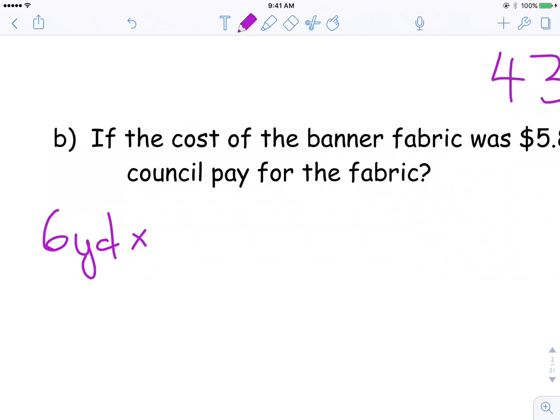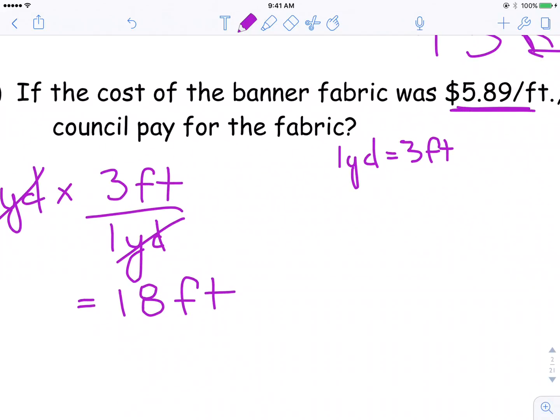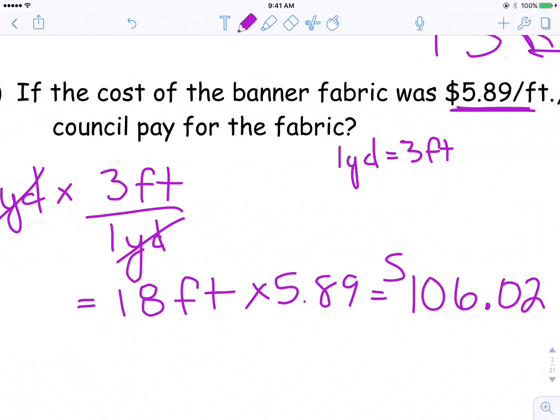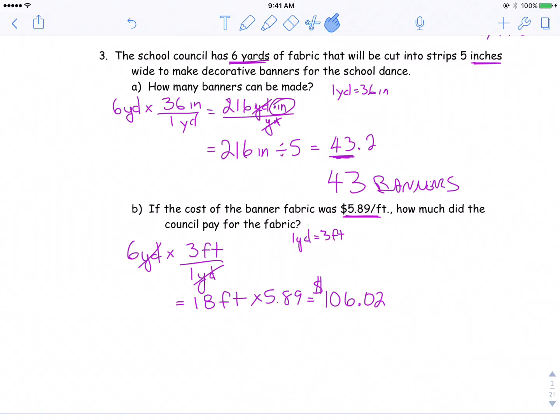Again, multiply by, and in this case, I want 1 yard is equal to 3 feet. So I set up my conversion factor. I'm going to multiply by 3 feet because I want the feet to stay and I want my yards to cancel. These units cancel. That's going to give me a total of 18 feet. And if it's $5.89 per foot, I multiply this by $5.89 to give me a total of $106.02 would be the cost of that material for those banners.